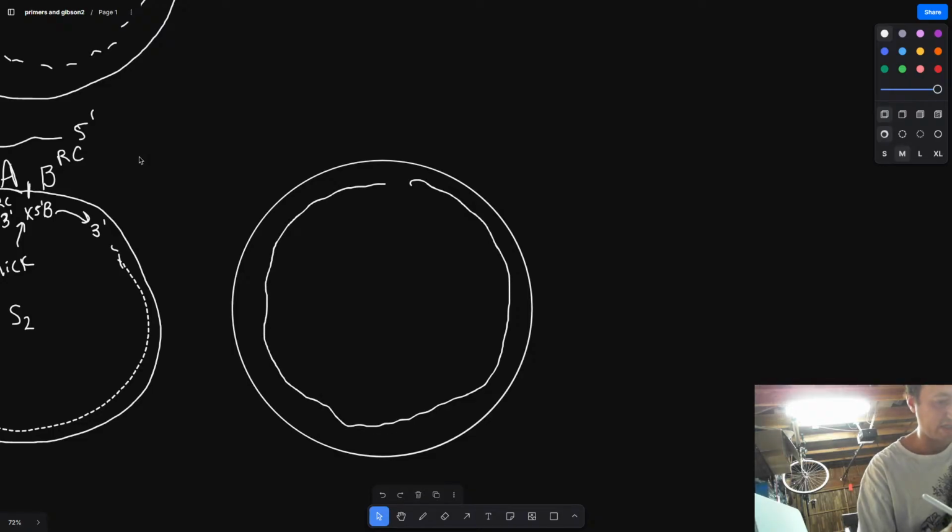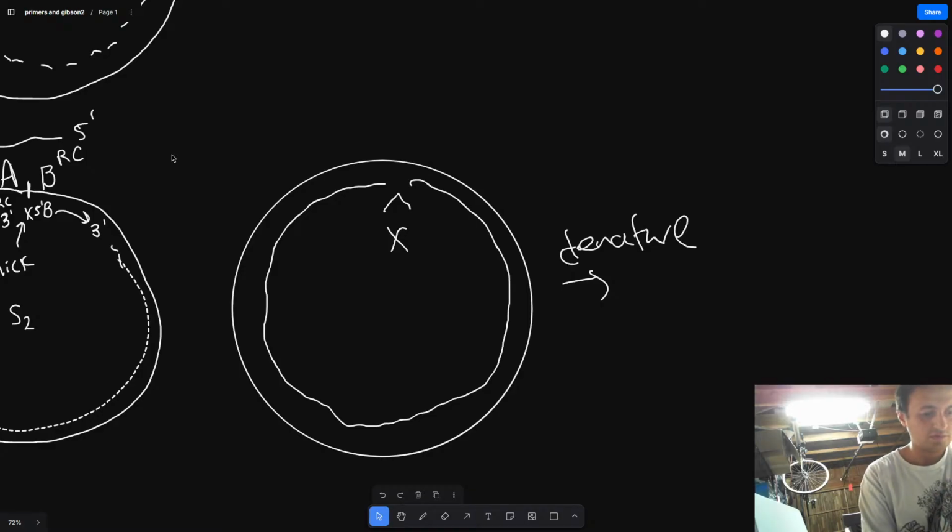Okay, so there's a break. So that's at X. Now, when we denature, what's going to happen is basically we're going to get one circle. Let's just do it.